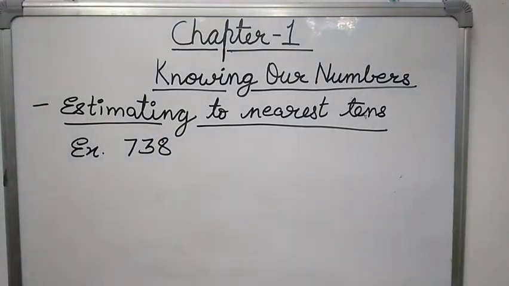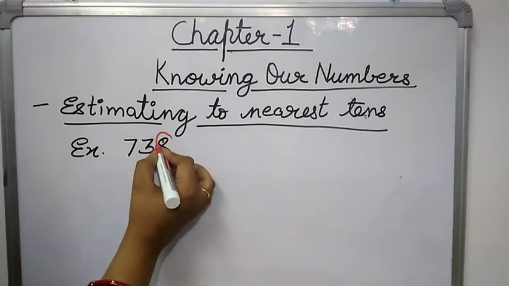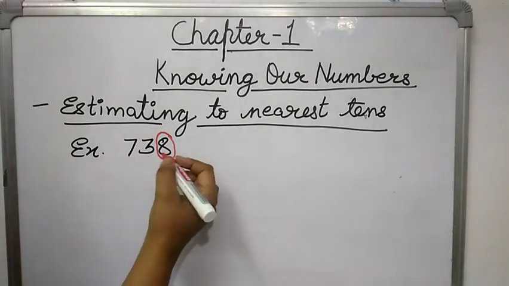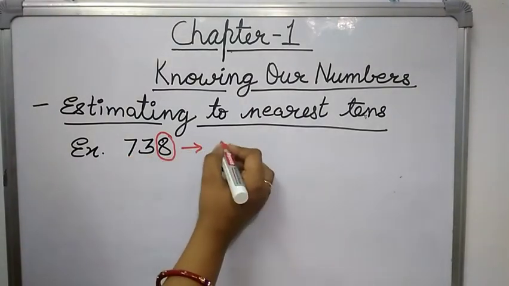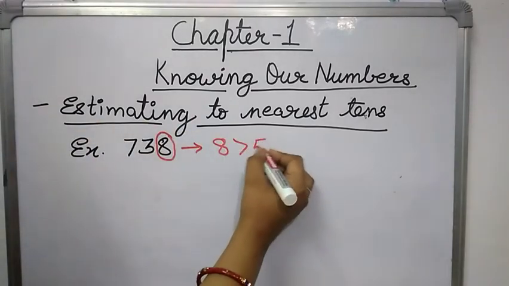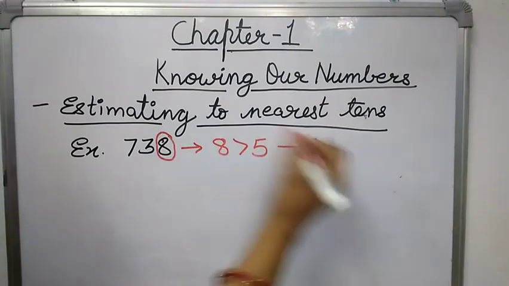738. This needs to be estimated to nearest tens. So for this, how can we solve it? When it is asked to estimate to nearest tens, we will always look for the digit which is on ones place. So in this example, at ones place, the digit is 8. Now we know this 8 is greater than 5. So this will be estimated to 10.